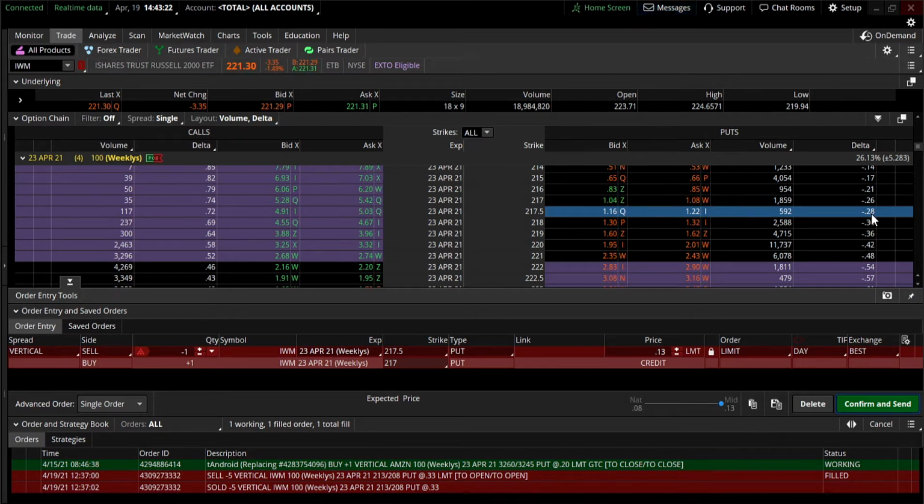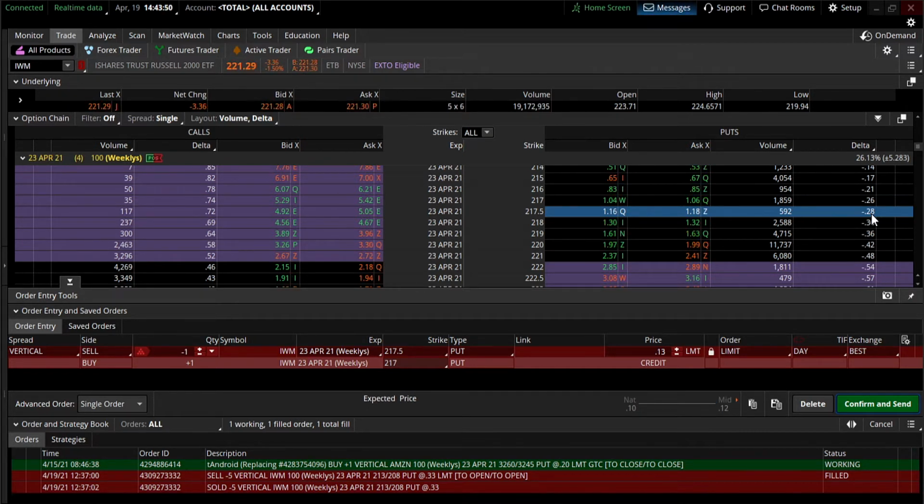So there's a 71% chance that we're going to be correct. So there's a 71% chance that we can keep our $13 and make 35% on our $37 if we put on this trade and the IWM is trading higher than $217.50 by Friday. So you got that? I know that was really confusing, right?